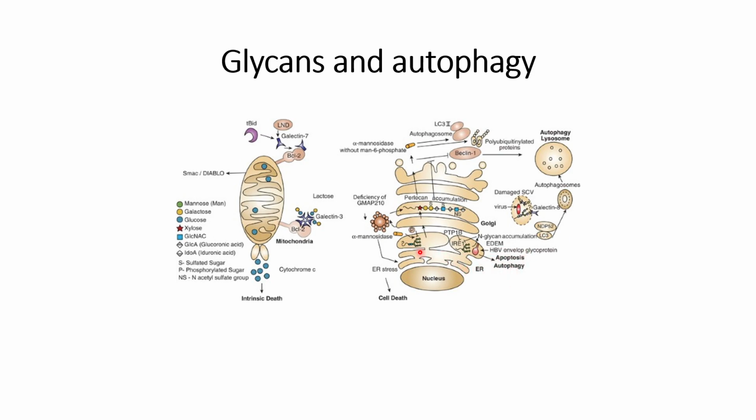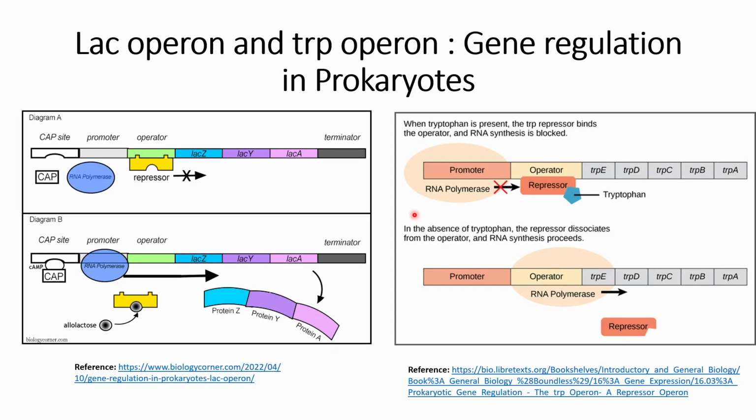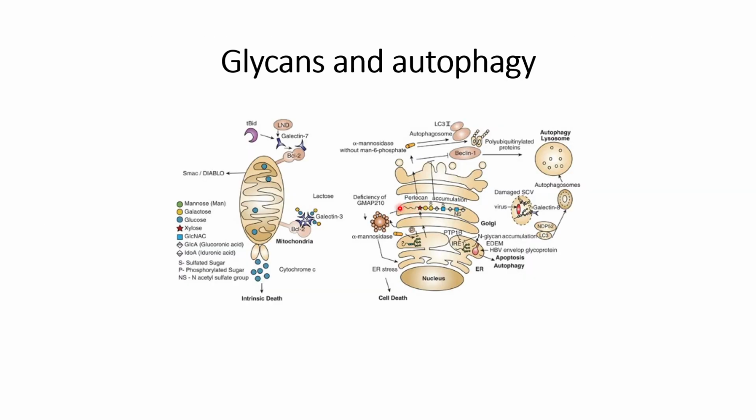So this is one of the conditions that occurs when there is a deficiency of GMAP 210, and that will lead to a decrease in the amount of alpha mannose, and that will cause the ER stress. So this is another way by which these glycans can trigger autophagy, or the deficiency of the glycans can trigger autophagy.